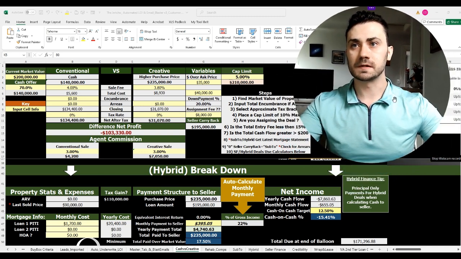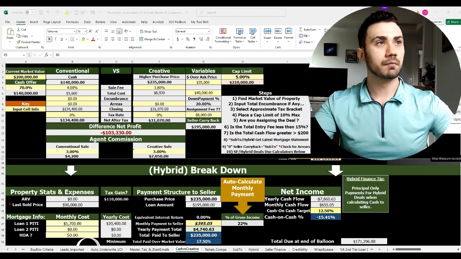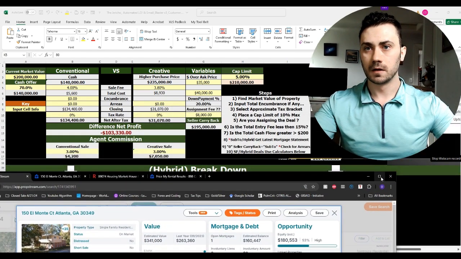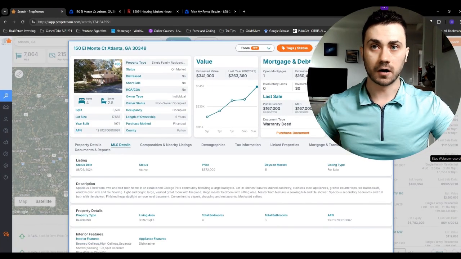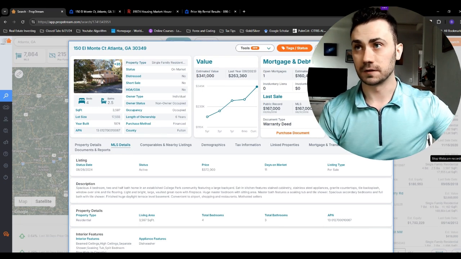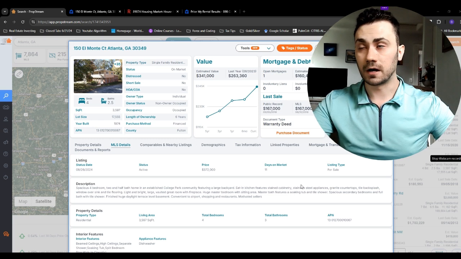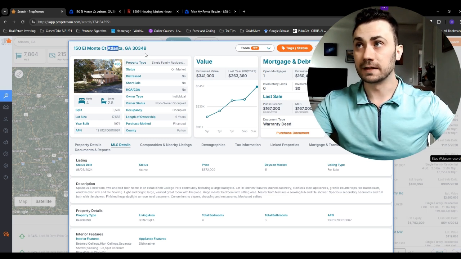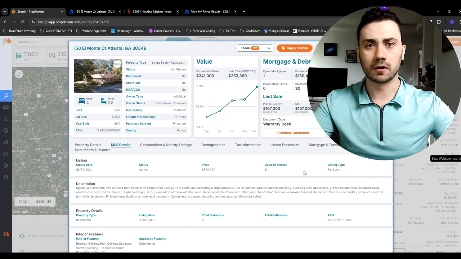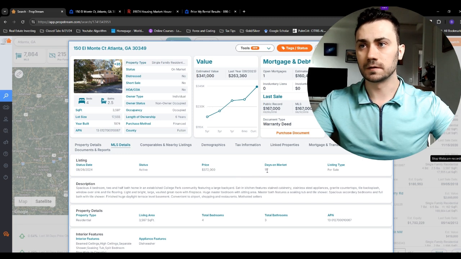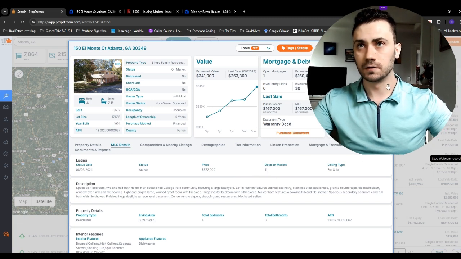So I'm going to minimize myself here on the screen, and I'm going to bring over the PropStream, because PropStream is essentially going to be our best friend. Pretty much, as a real estate investor, PropStream 100% is going to be your best friend. According to PropStream, we have a property here linked in Atlanta, Georgia. And this property is currently listed on the MLS for $372,000. Days on market is approximately 11, according to the database.